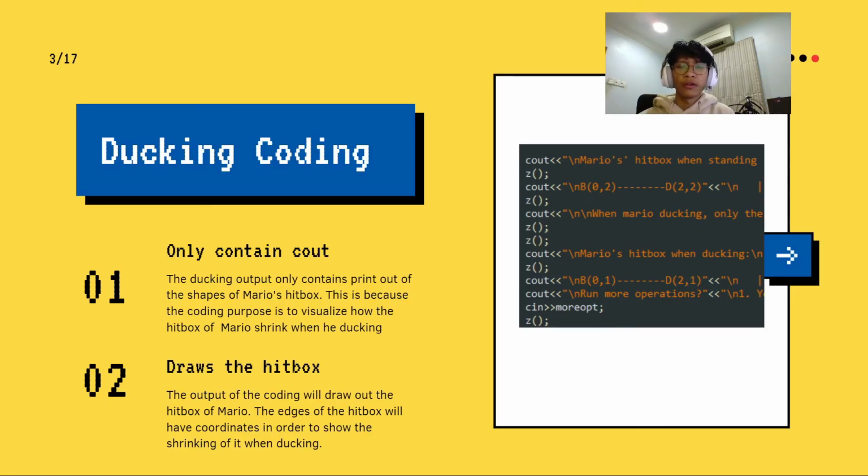Now in the coding of the ducking operation, it only contains cout. The ducking output only contains a printout of the shape of Mario's hitbox. This is because the coding purpose is only to visualize how the hitbox of Mario shrinks when he's ducking. And in the coding, it will draw the hitbox. The output will show a drawing of a Mario hitbox, and we can see the edges of the hitbox will have coordinates, in order to visualize the shrinking when he is ducking.